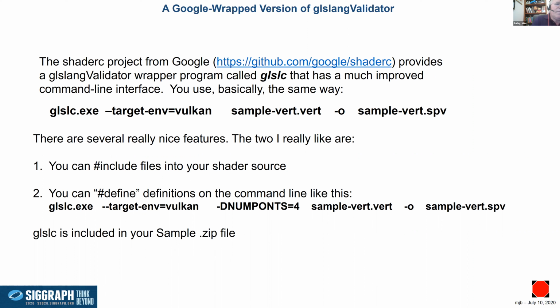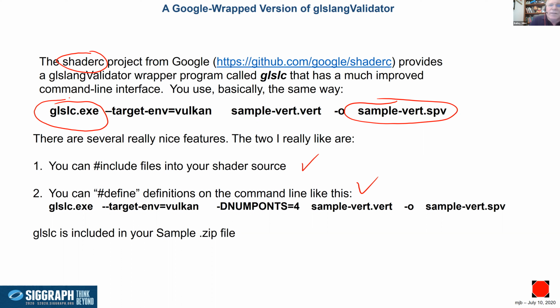Google has something called the shaderc project, and they've written another compiler, and it works the same way, and it produces a SPIR-V file. It's got some really nice features in it. So start with glslangValidator, but once you get going, you might switch over to shaderc or glslc and experiment with that. We use it that way all the time now.